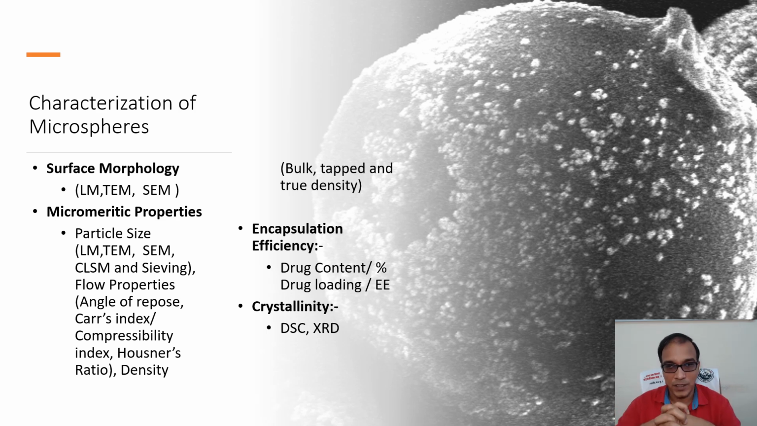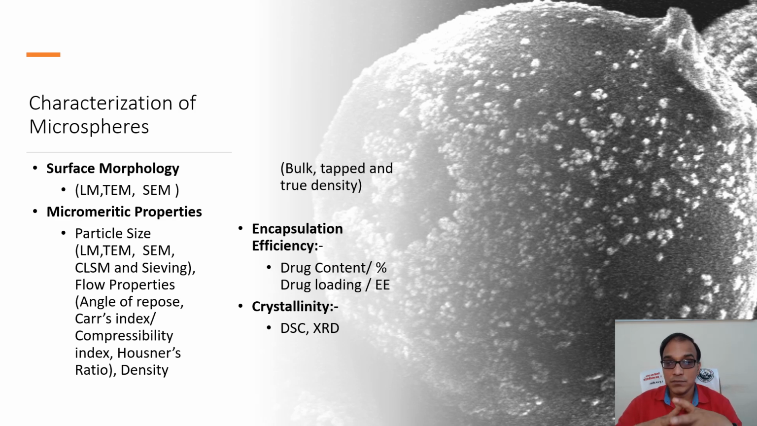Micromeritic properties, just like powder micromeritic properties: particle size by any of the methods like TEM, SEM, CLSM, and sieving. Flow properties: angle of repose, Carr's index, compressibility index, Hausner's ratio, and density, whether bulk, tap or true density. These micromeritic properties help you to correlate the data again with the drug release profile.